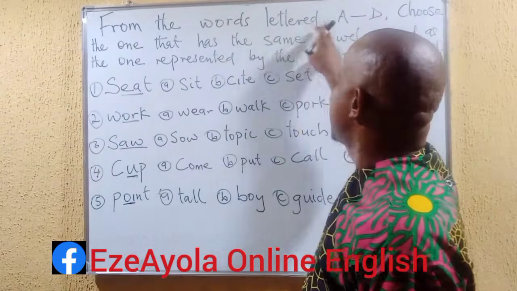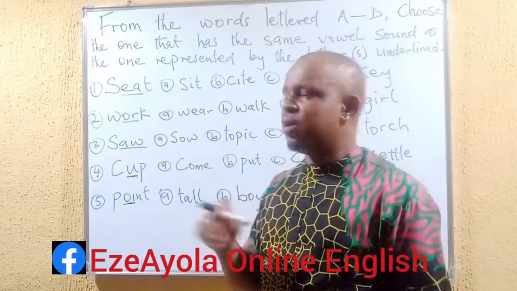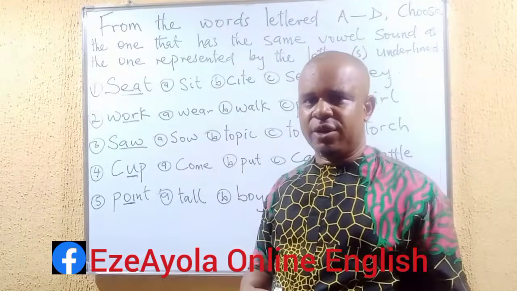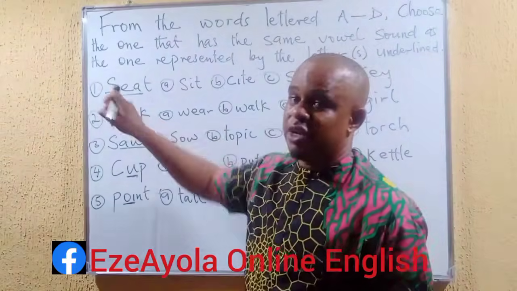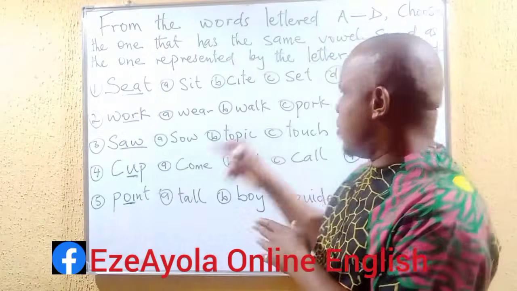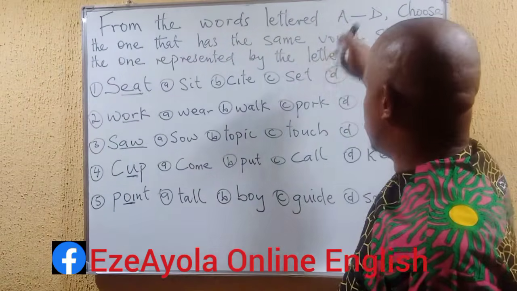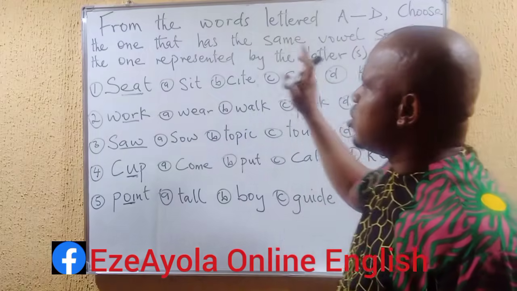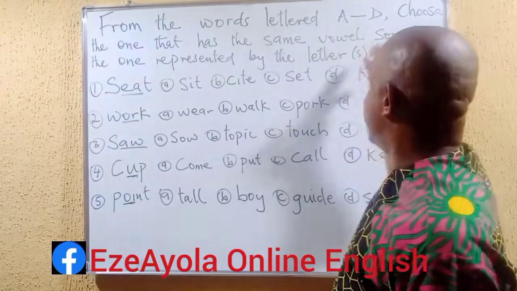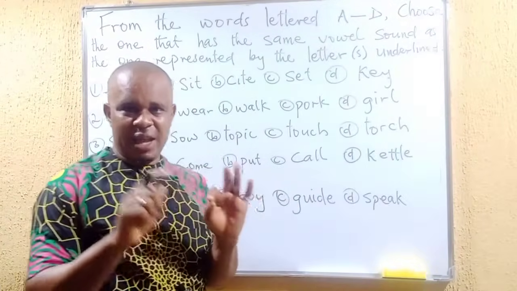From the words lettered A to D, it means that from each question, lettered words from A to D are given. Okay? That means just like we have in number one, we have words that are options from A to D. And that's what he is saying. Those words that are lettered A to D, from those ones, choose the one that has the same vowel sound. Okay, we are now talking about sameness in vowel sounds.